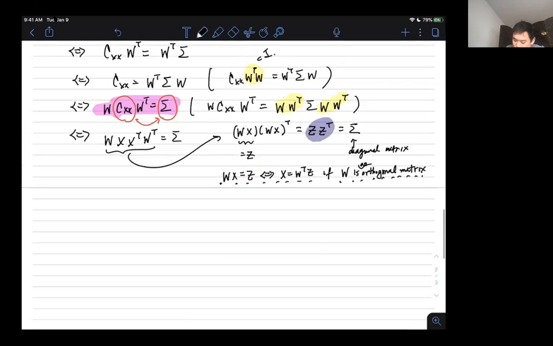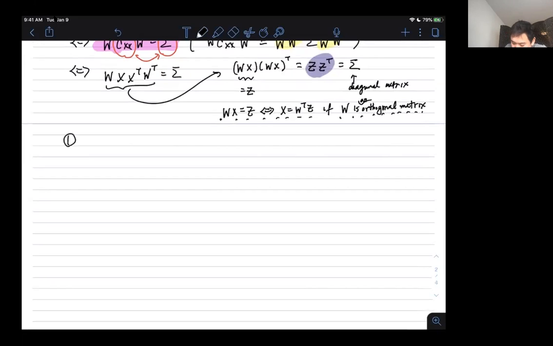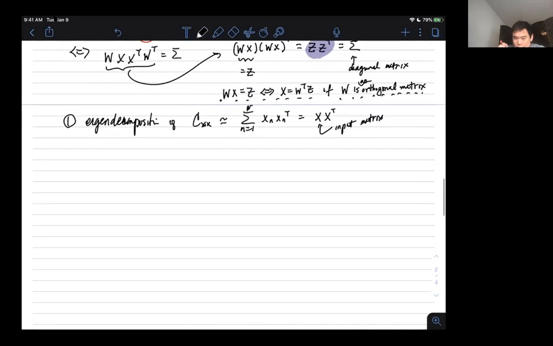So let's write this procedure once more. So first, eigen decomposition of the scaled covariance matrix of the input X, which is computed by going through each and every example. So going from n equals 1 to N, and then we look at the outer product, which is identical to computing X times its transpose, where X is the input matrix. And then we do the eigen decomposition of this CXX. And then what we end up with is the W matrix.